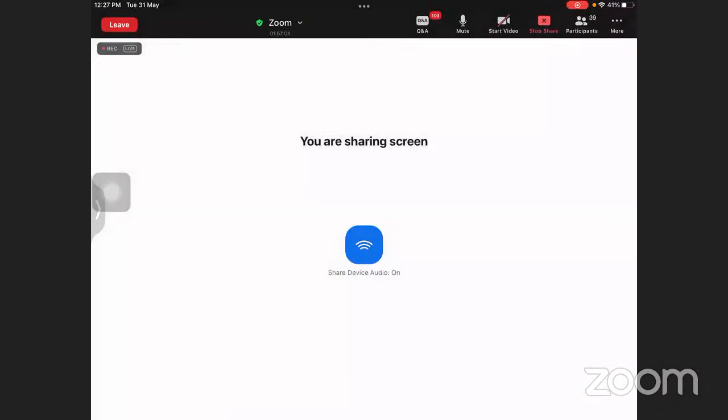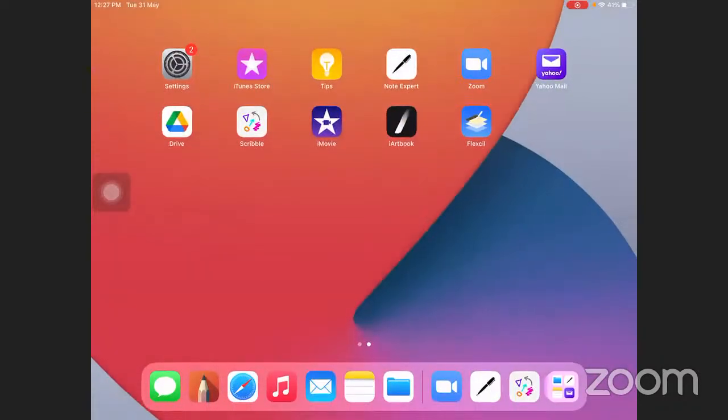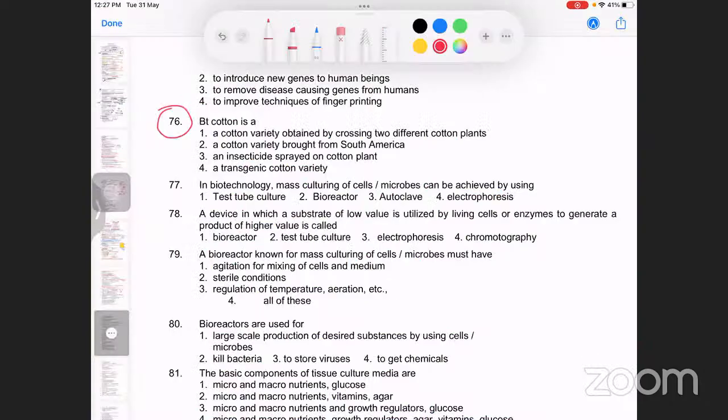It is a transgenic variety of cotton. In biotechnology, mass culturing of cells and microbes is achieved by using test tube culture, bioreactor, autoclave, electrophoresis. It is bioreactor.